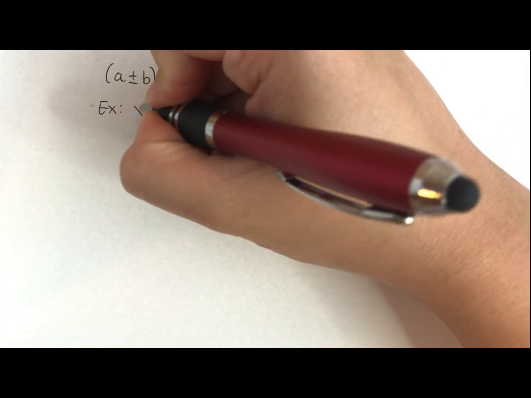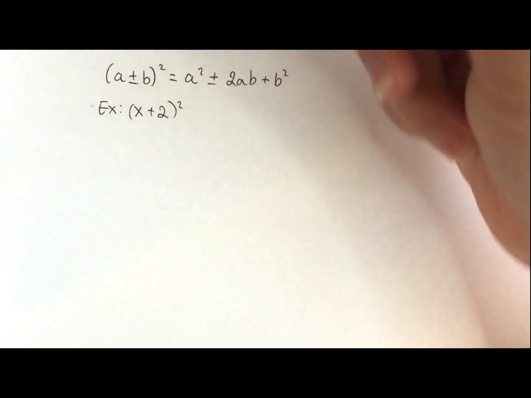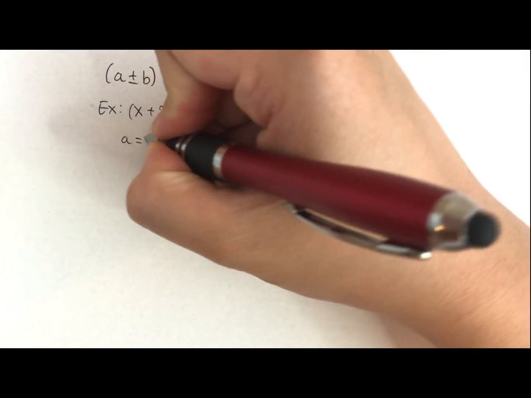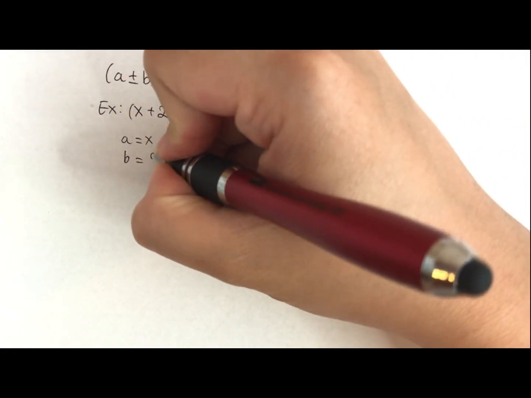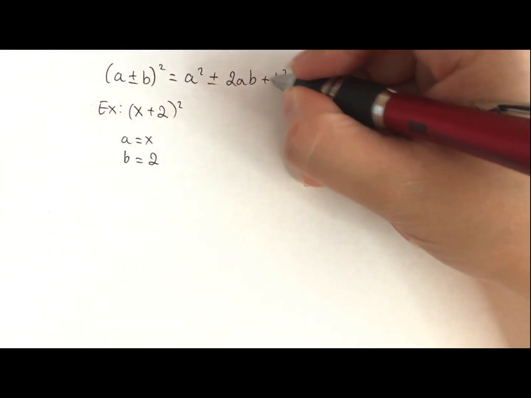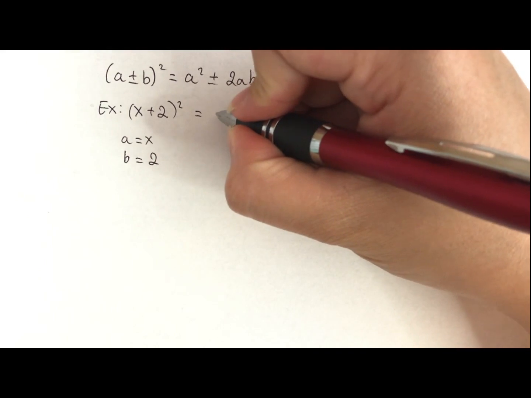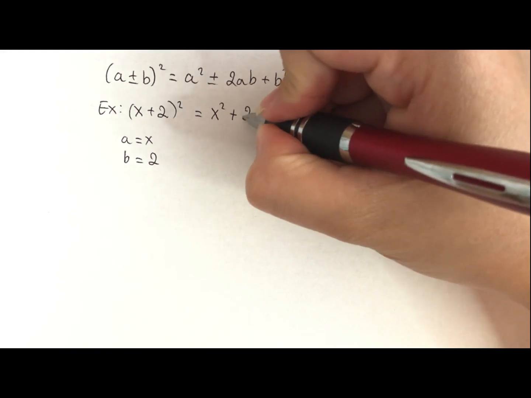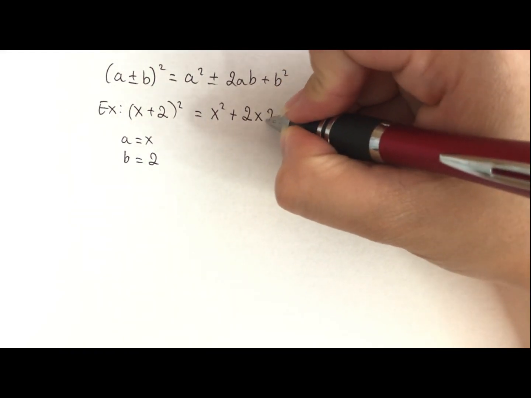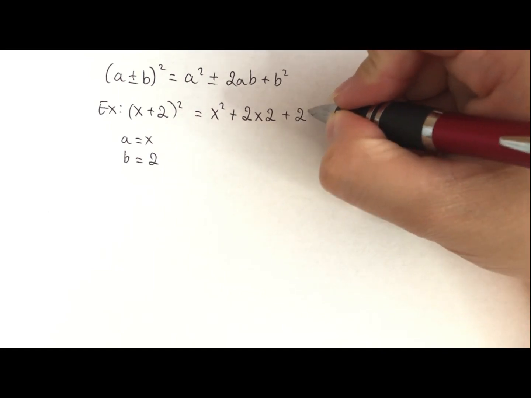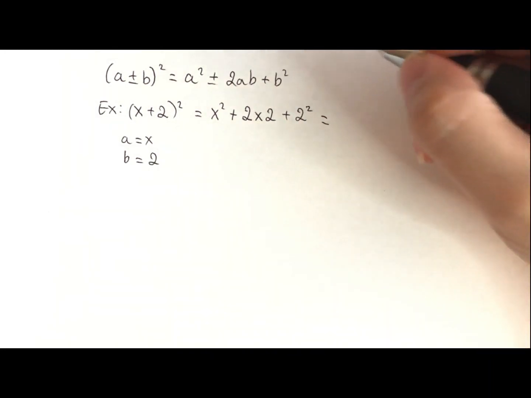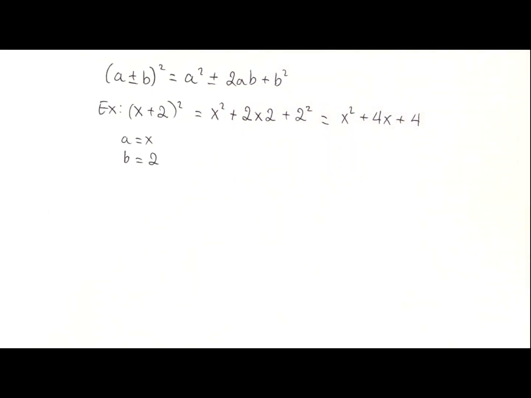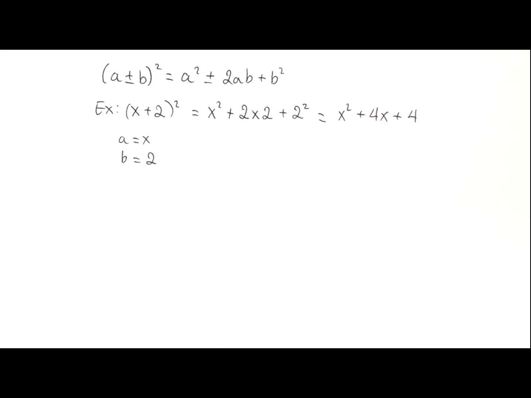For example, if you have (x plus 2) squared, this is on the left side. So in this case, we have a equal to x and b equal to 2. When you expand it to this form, you have a squared, which is x squared. It's an addition, so we have a plus. Then we have 2ab plus b squared, which is 2 squared. And then you're just going to solve it.